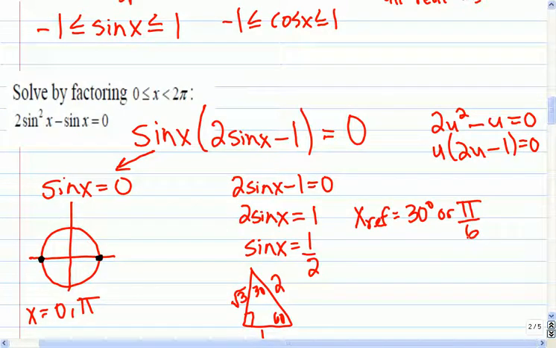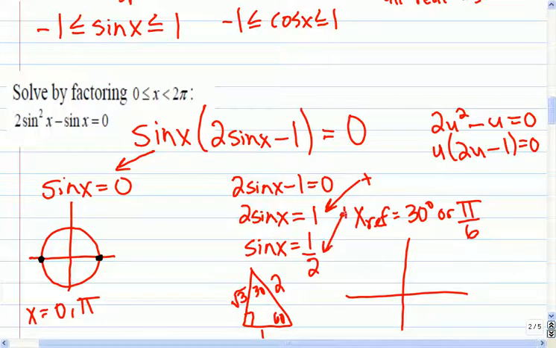So now my job is to figure out which angles I actually wanted now that I have the reference. This is a positive number. So the angles I'm looking for are the positive first and second quadrant angles. The first one here is pi over 6. The second one here is 5 pi over 6. Both have a reference angle of pi over 6.